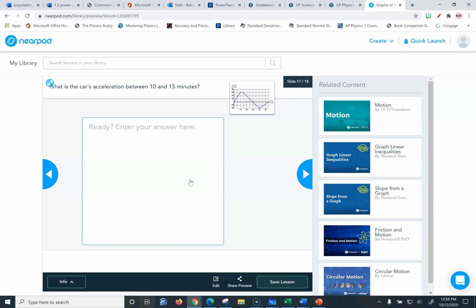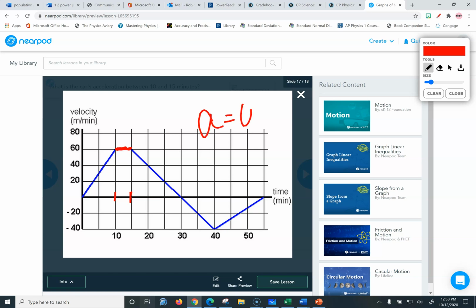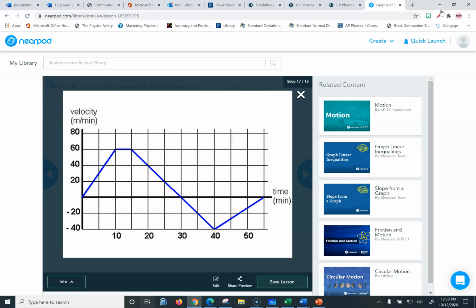Between 10 and 15 minutes. What's the car's acceleration between 10 and 15 minutes? So you would come up here and you would say, oh, the acceleration, that's a slope. Oh, that's a 0 slope, so my A equals 0 for that question.